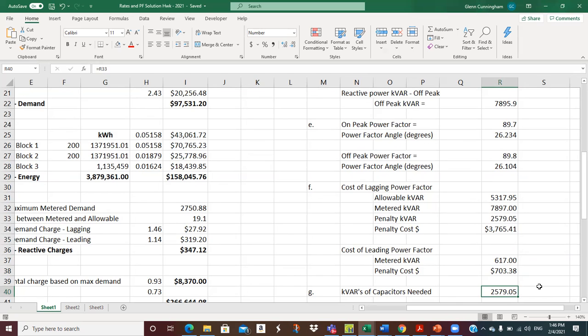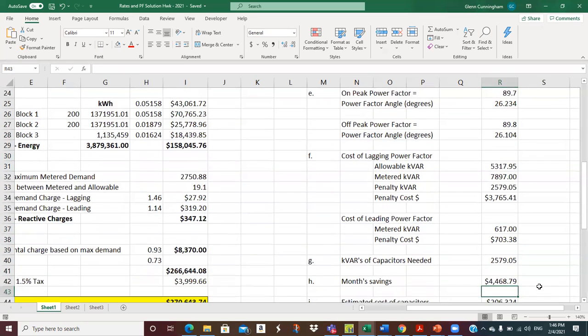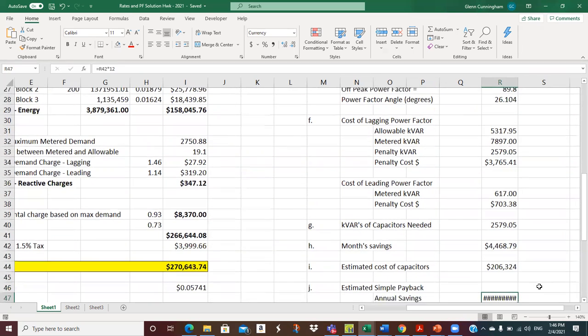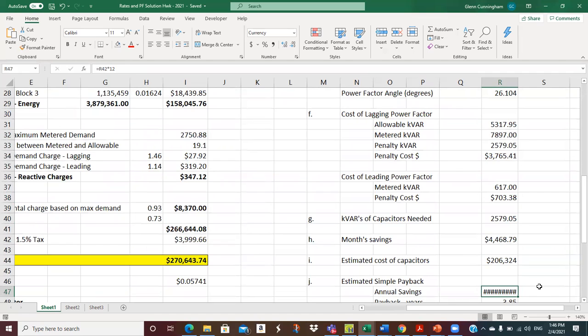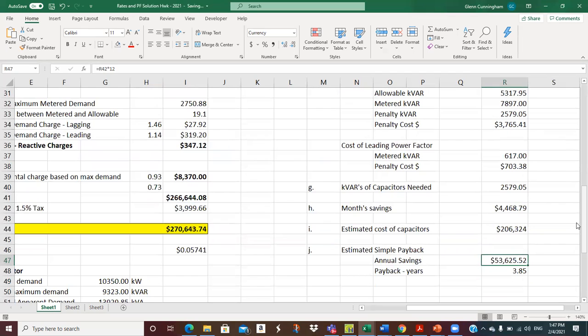I swear I've got umpteen different versions of this solution. Anyway, I've got monthly savings of about 4,500, about 206,000 in cost. Annual savings, I need to widen my field. About 52.6, payback 3.85 years. I swear I had different numbers earlier, but I don't know.